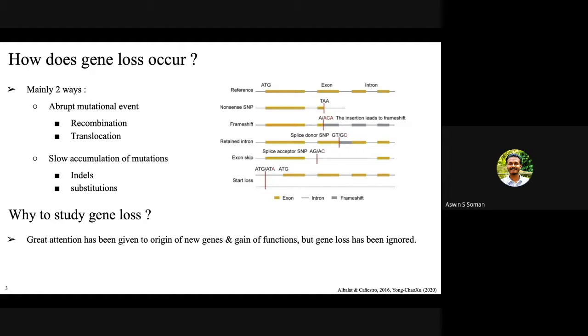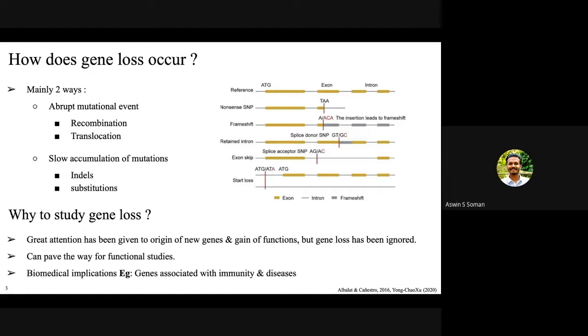Hence, to better understand evolution, it is critical to look at gene loss, and confirming gene loss events of functionally important genes can pave the way for functional studies, and it also has biomedical implications if these genes are associated with immunity and diseases.